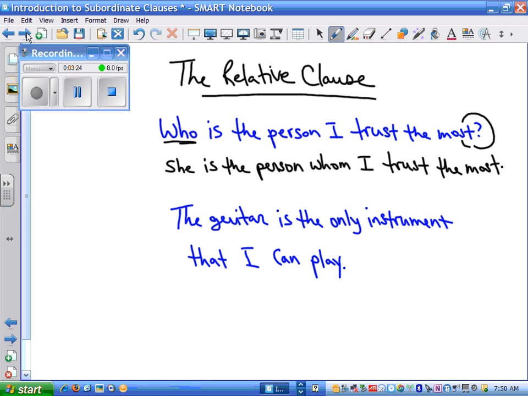She is the person whom I trust the most. So here, the whom is a relative pronoun beginning this relative clause, whom I trust the most.